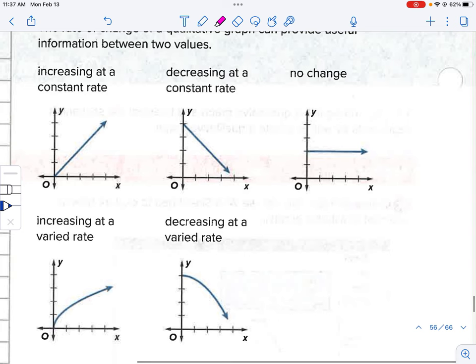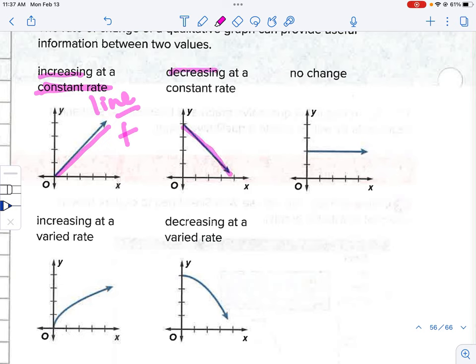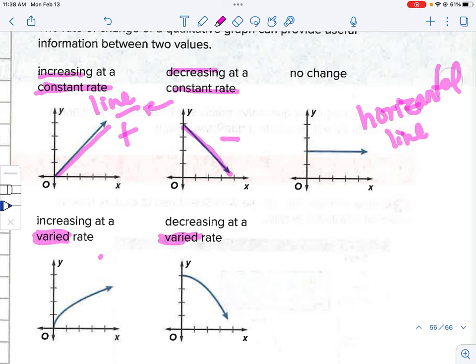These are some of the words that we're going to use. Okay, increasing means it goes a positive slope. Constant rate means that you're going to have a line. Decreasing, that means I have a negative slope. Constant rate means that I have a line. No change means I have a horizontal line. That means there's no change going on. This is increasing, but it has a varied rate. This is decreasing, it has a varied rate. Notice how it is curved.